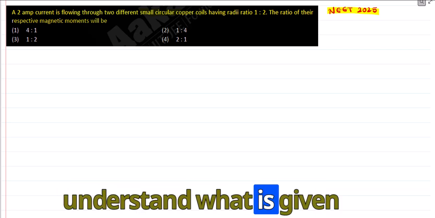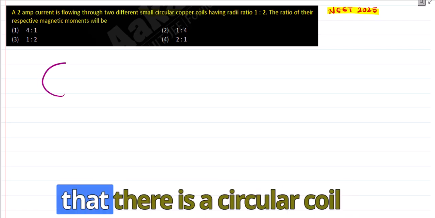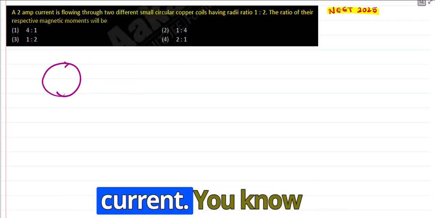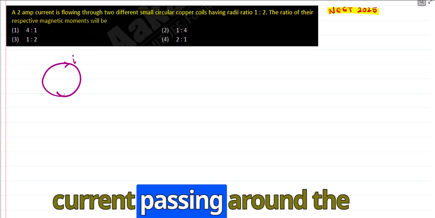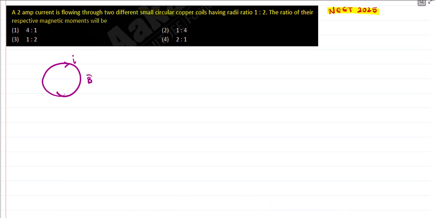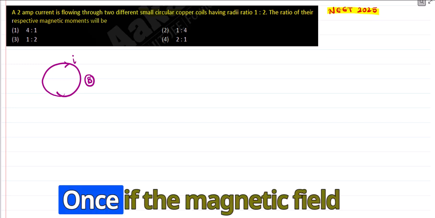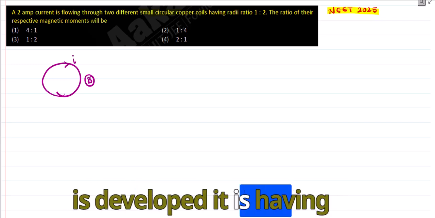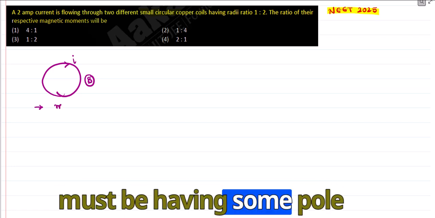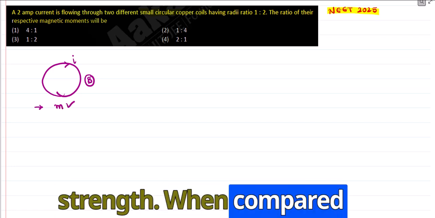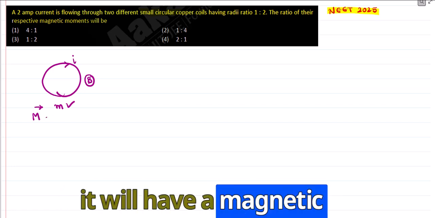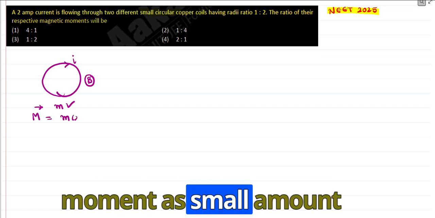Let us try to understand what is given in the problem. It's given that there is a circular coil carrying some current. Whenever there is a current passing around, a magnetic field is developed perpendicular to that, right? Once the magnetic field is developed, it has poles, so it must have some pole strength. When compared with a standard bar magnet, it will also have a certain length. So it will have a magnetic moment as small m into 2l.